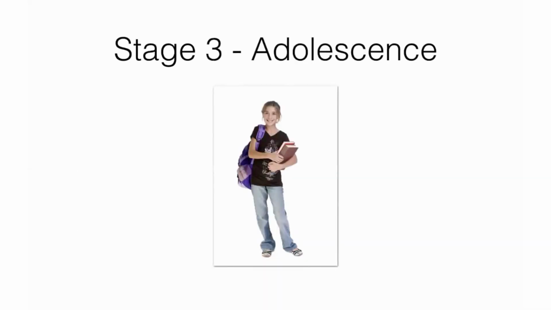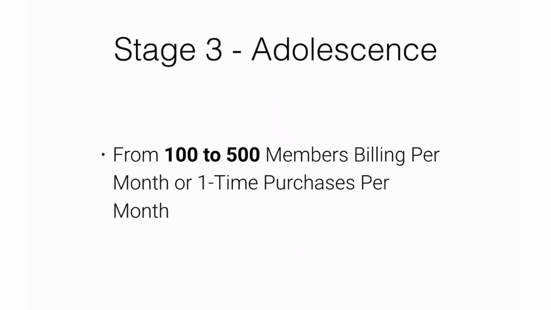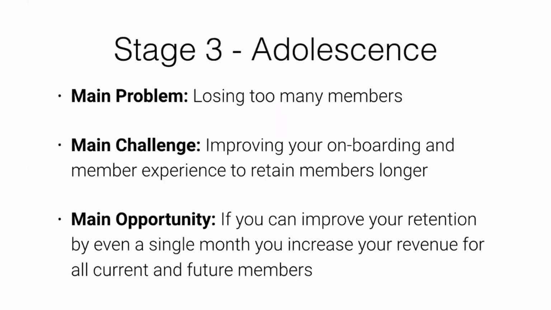Stage 3 is adolescence. And in adolescence, you've got anywhere between 100 and 500 members billing per month or one-time purchases per month. So we enter into a different stage where the main problem actually becomes that you're losing too many members. So especially for recurring memberships, but even if you're selling to customers, you might say that customers aren't cross-selling, or they're not buying enough of your other stuff. You're basically dealing with too short of a customer life cycle. The main challenge is improving your onboarding and your member experience to be able to retain members longer.